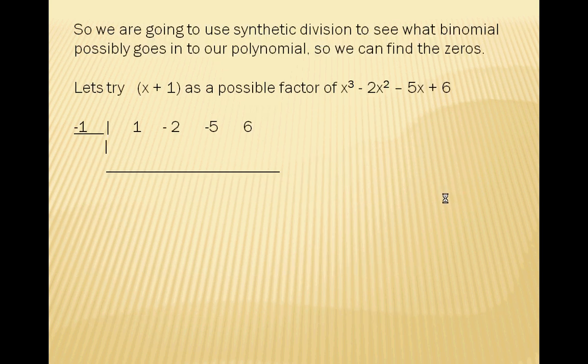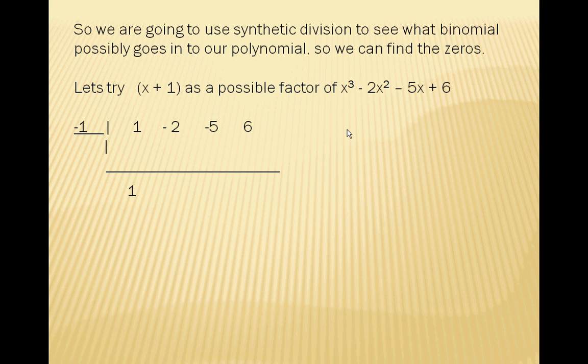So we're going to use synthetic division to see what binomial possibly goes into our polynomial. So let's try x plus 1 to see if that goes evenly into it. Using synthetic division, we take the opposite, what makes this 0. We bring down our coefficients, 1, negative 2, negative 5, and 6. Start the division, always bring down the leading coefficient because we're going to have to multiply by that.